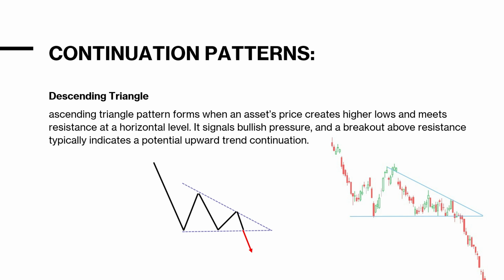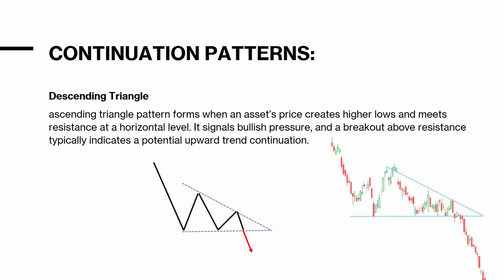The key signal comes when the price breaks below the support level, typically accompanied by high trading volume, confirming the pattern and indicating a strong continuation of the downtrend. Here's how traders typically approach it. They enter short positions after the breakout below the support. Stop-loss orders are commonly placed above the most recent lower high.